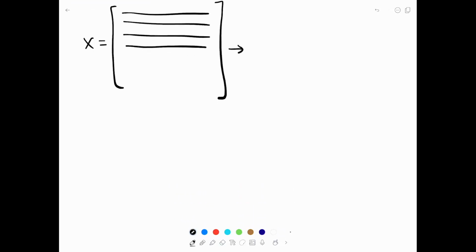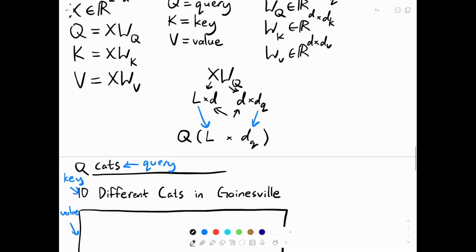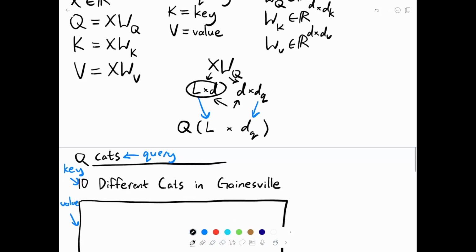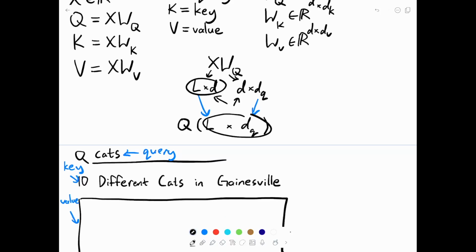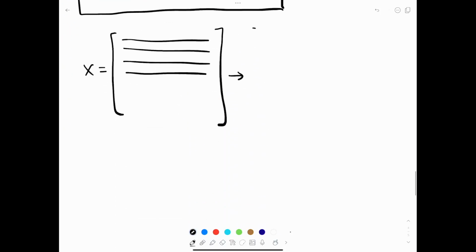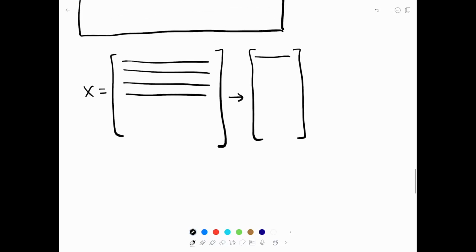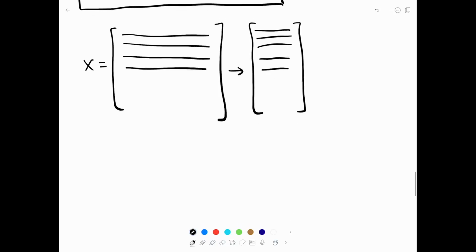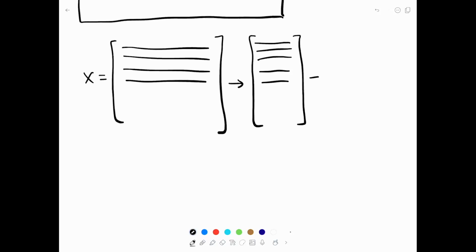Then what we've done is we've gone from an L by D matrix to an L by DQ matrix. So what we've done is changed the dimensions, like how many columns are in the matrix. So this might be, for example, a narrower matrix, or it could be a wider matrix, or it could be the same size matrix if we'd like. Right, so this is going to be Q.